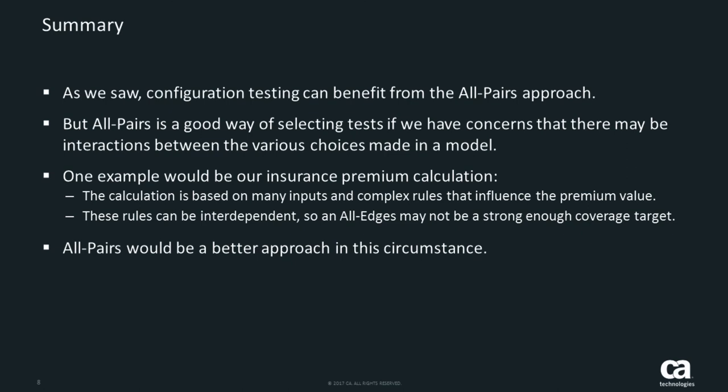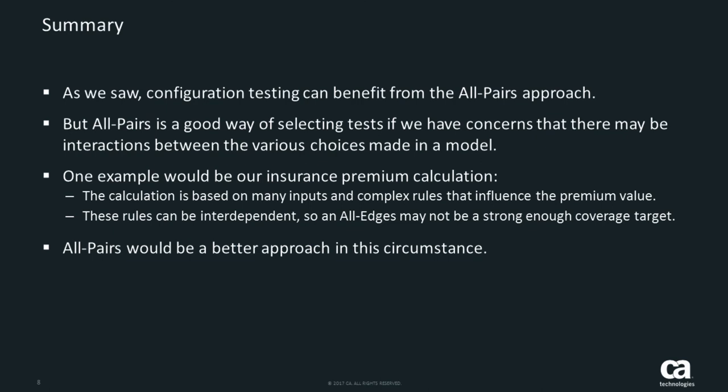So to summarise, we saw in the example I showed you that configuration testing can benefit from the all pairs approach. But I want to say that all pairs is a good way of selecting tests if you have concerns that there may be interactions between the various choices made in the model. So if you think that the various values selected in your model, in your system, could influence each other or conflict or contrast with each other to create invalid behaviours within the software, perhaps all pairs is a good solution for you.